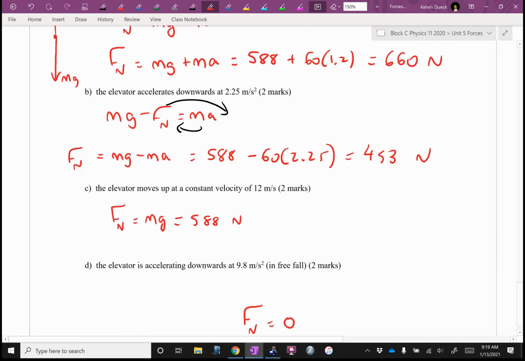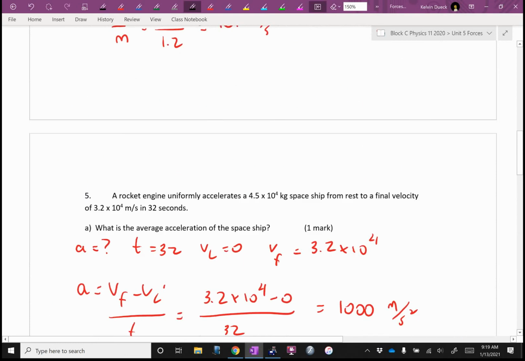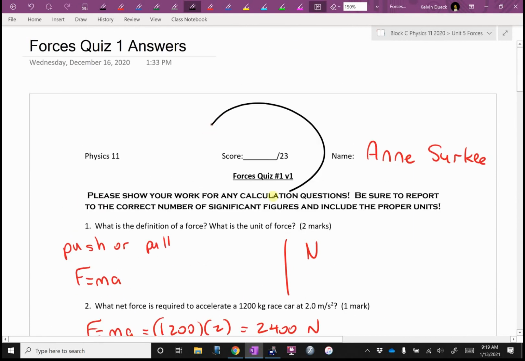So each of these is worth 2 marks. Basically, I would probably give you something like this. Half mark for that, half mark for getting the Fn by itself, half mark for the numbers, and a half mark for the answer. And so if you put the wrong numbers in because you thought m was 588, in theory you would still get the 1.5. Can you give yourself a lovely score, please, out of 23?